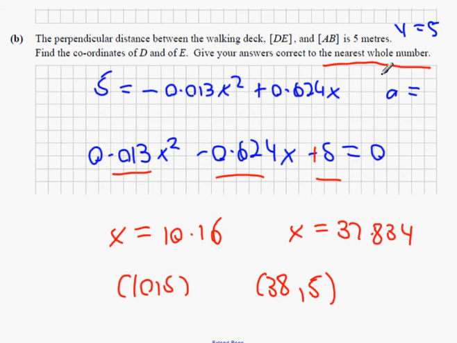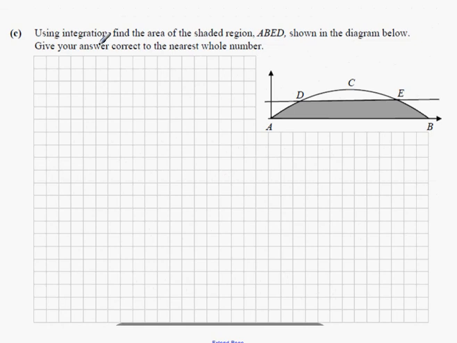Is that alright? Now, part C, using integration, find the area of the shaded region ABED, as shown in the diagram below, giving your answer correct to the nearest whole number. So what I can do is just get simple marks on the board, lads. What I'm going to do straight away is find the area of that rectangle. Easy marks on the board.